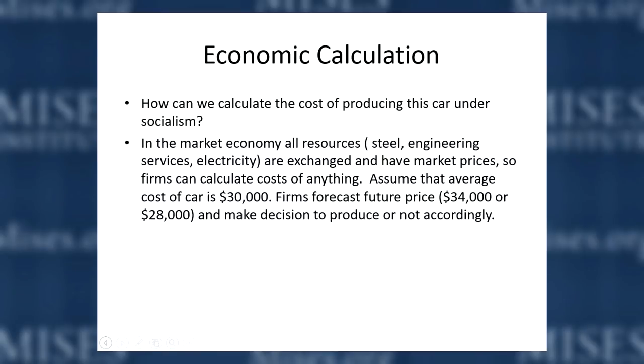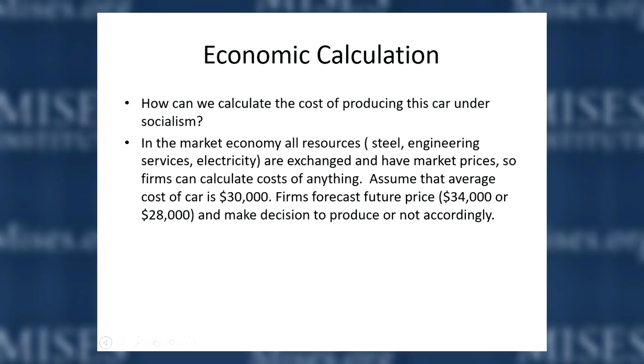In the U.S., it takes about 5 to 7 years to get a car from the drawing board onto the dealer's floor. So you're looking 5 years in the future, you produce a car, thinking you're going to get $34,000 for it. It costs you $30,000 to produce.